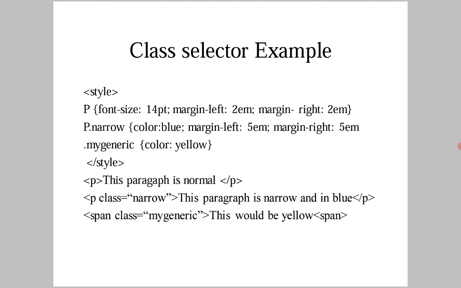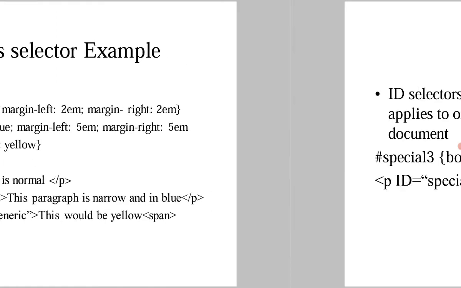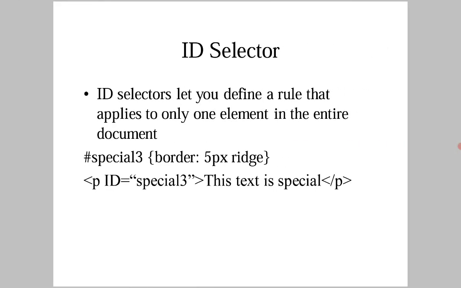What is a class selector? A class selector means, for example, style p, font size 14 pt, margin left, margin right, p narrow or something. This is another example of this one: the id selector.